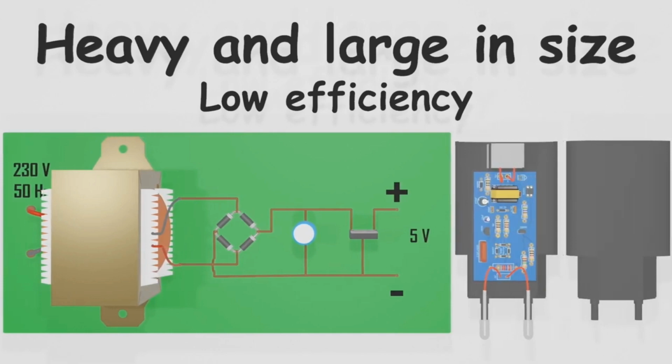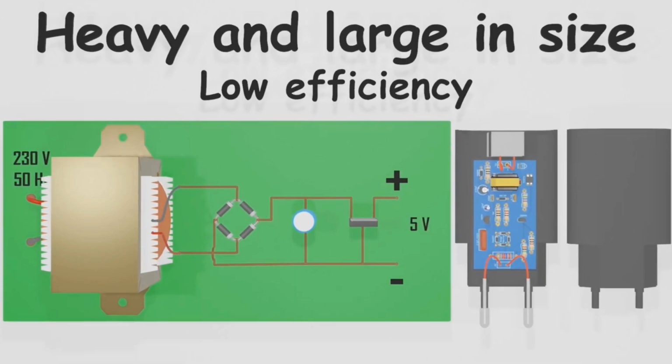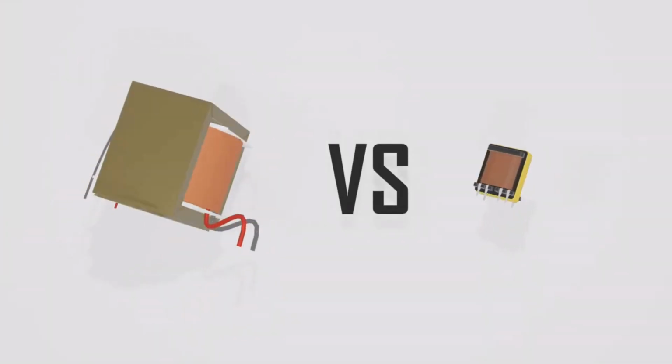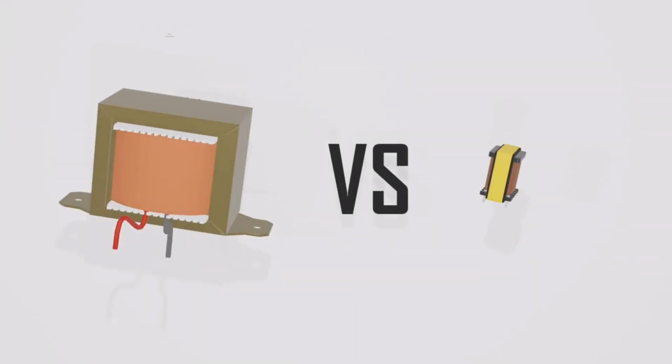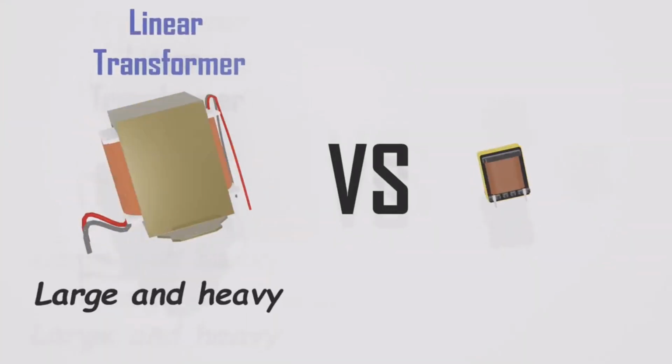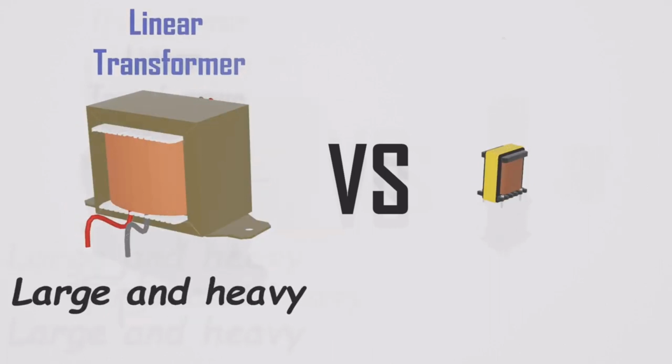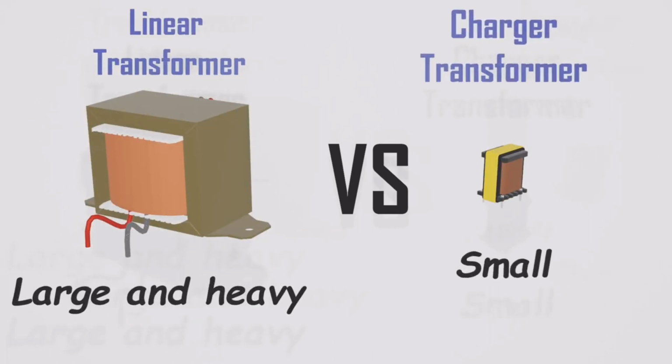One of the main differences between these power supplies is the size of the transformer used. In traditional linear power supplies, the transformer is a large and heavy component. On the other hand, the phone charger contains a much smaller transformer. Let's discuss how this is achieved.